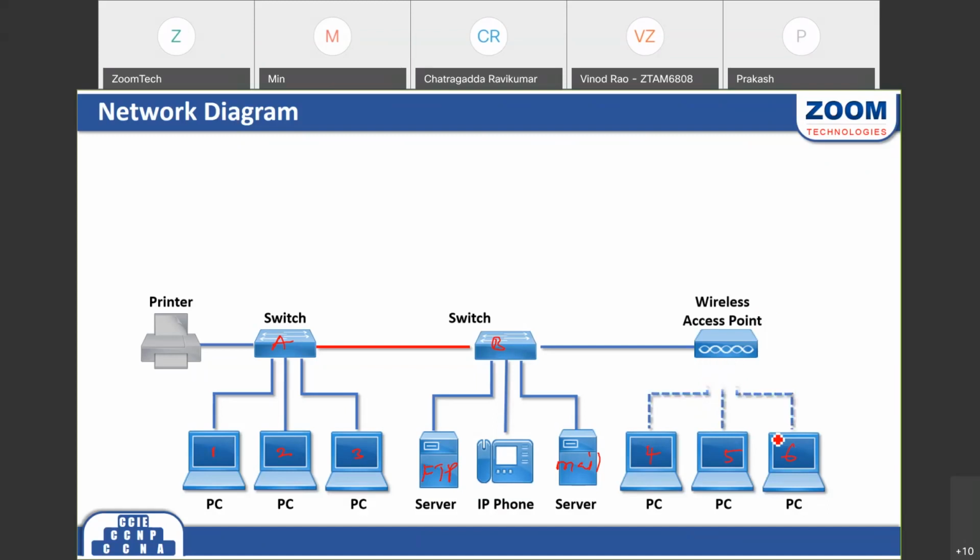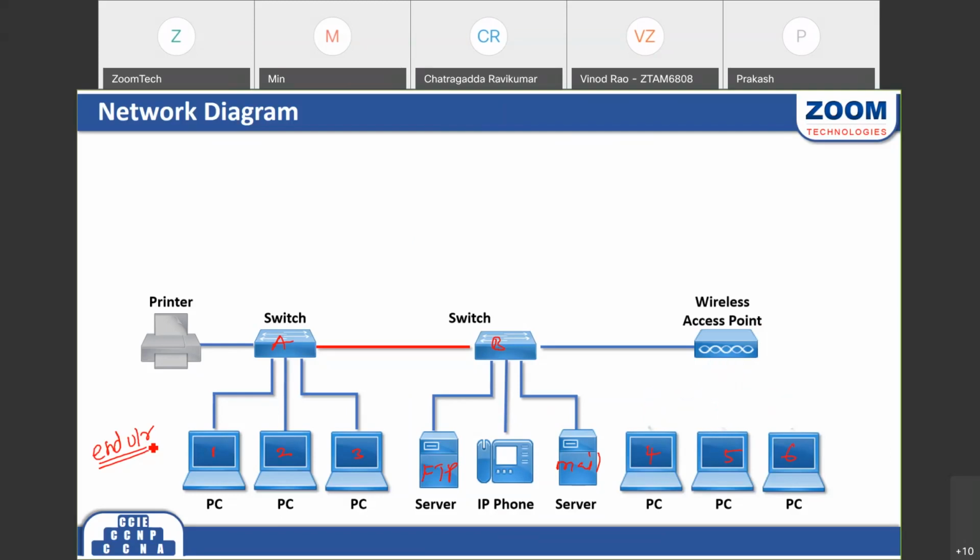So all these end user devices are connected to switches or wireless access points. End user devices are connected to which devices? Switches and access points. It depends upon your type of device. If it's a wired device, it connects to a switch. If it's wireless supported, it connects to a wireless access point.